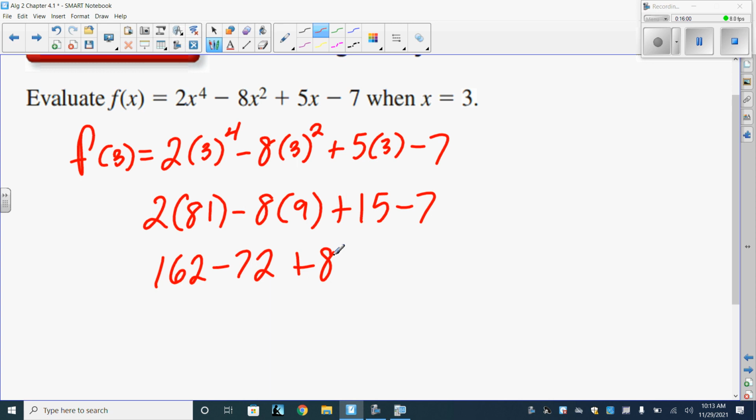Let's see here. 88 or 98? Yeah, I just went on and worked it out by hand. You can type it all in and be just fine. Yeah, because 3 to the 4th is really just saying 3 times itself 4 times.